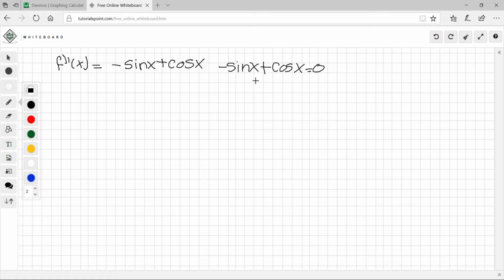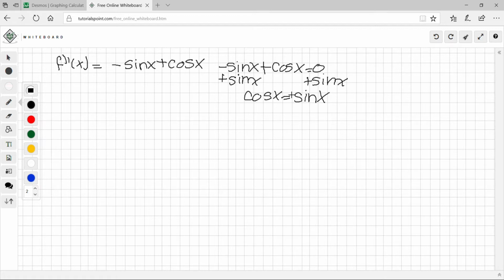This part, I'm actually gonna add sine x to the right side. So we have cosine x equals sine x. So we need to know a degree in radians that will give you the same value of cosine as sine x.